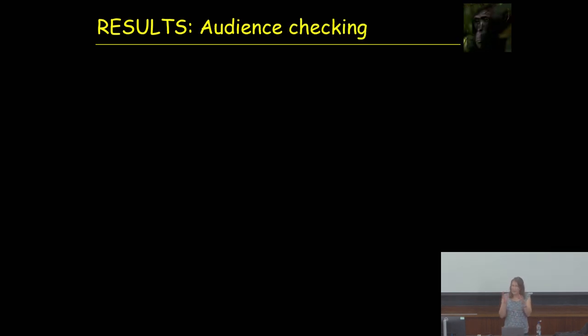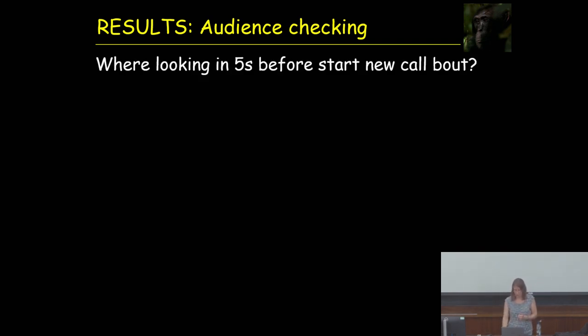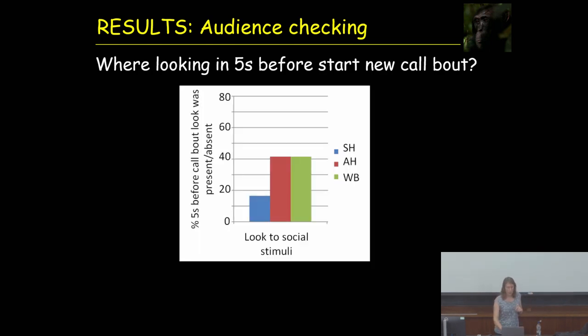So then let's think about monitoring who you're directing it at. What are you doing visually just before you're giving these calls? So where are they looking in the 5 seconds before they start a new call bout? And what we find here is that soft hoos are in blue, and looking at social stimuli means looking at another chimp or looking in the direction of calls of an individual that were just out of sight.